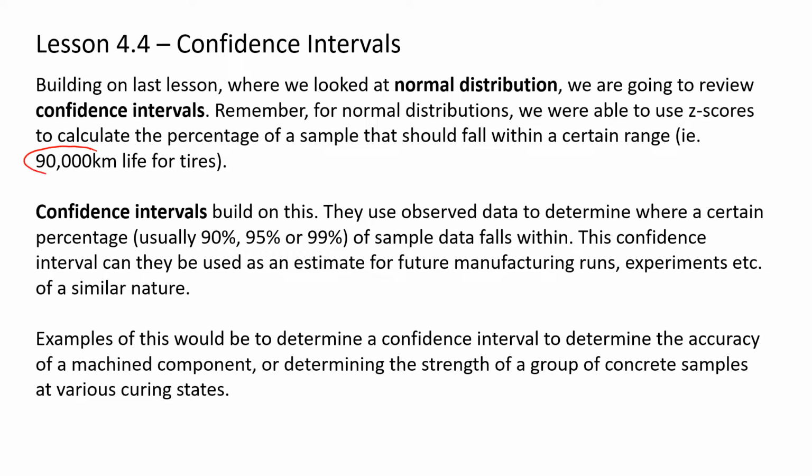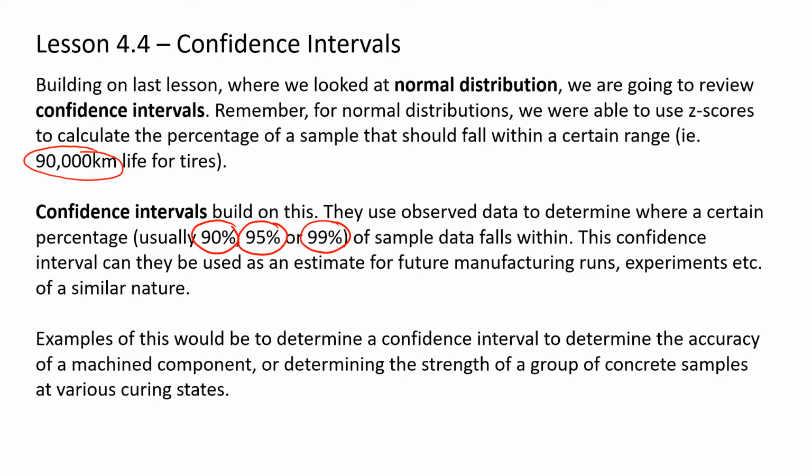So, we could say what percentage of our sample should last 90,000 kilometers in terms of life. Confidence intervals actually build on this. They use the data we have, the number of data points we have, the mean and the standard deviation, to determine where a certain percentage of samples, and usually it's the upper levels, so 90%, 95%, or 99%, what range would allow that quantity of samples to fall within it.